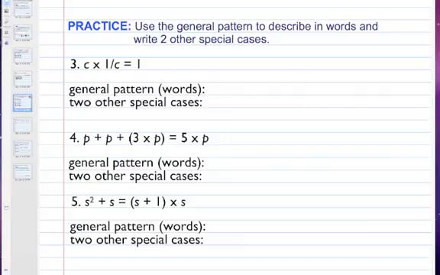Now it's your turn. In your math notebook, I want you to solve problems 3, 4, and 5. The first thing I want you to do is write a general pattern in words. Remember the trick of dividing it into 3 sections. Then give 2 other examples. Press play when you're ready to see some possible answers.